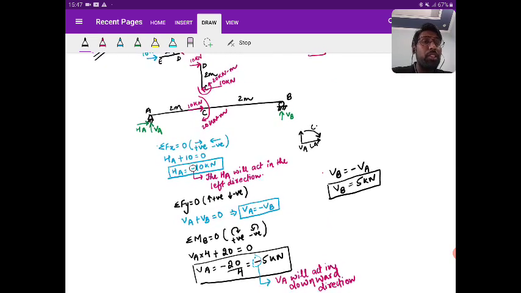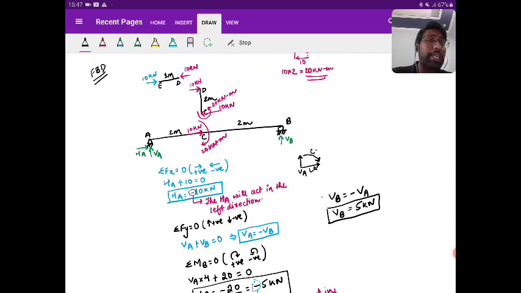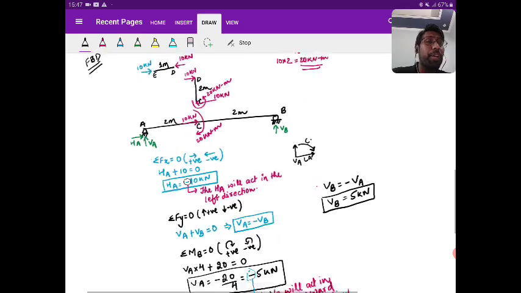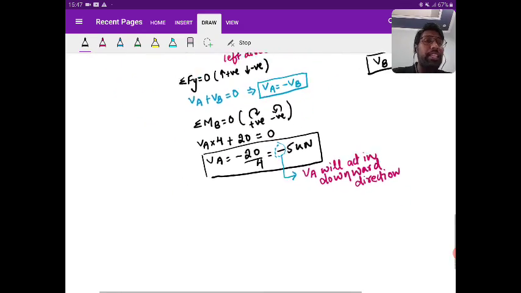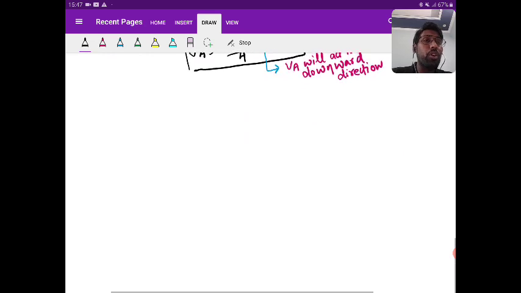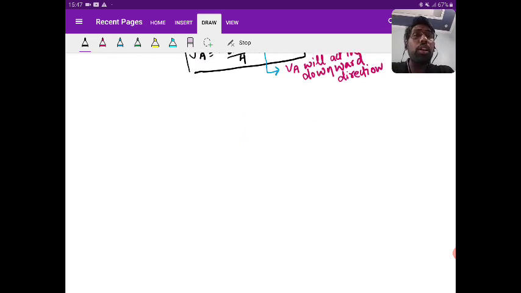See, again I'm saying the concepts you should understand, rather than mugging up. If you believe in concepts, if you understand the concepts, then anything can be easy. Okay, so let's move forward.